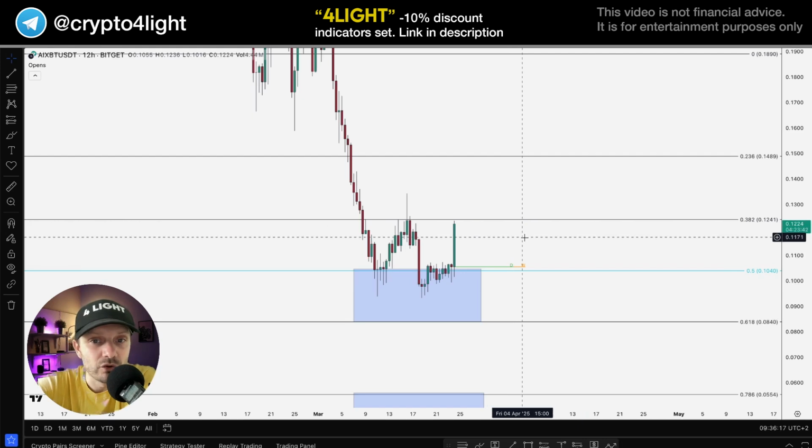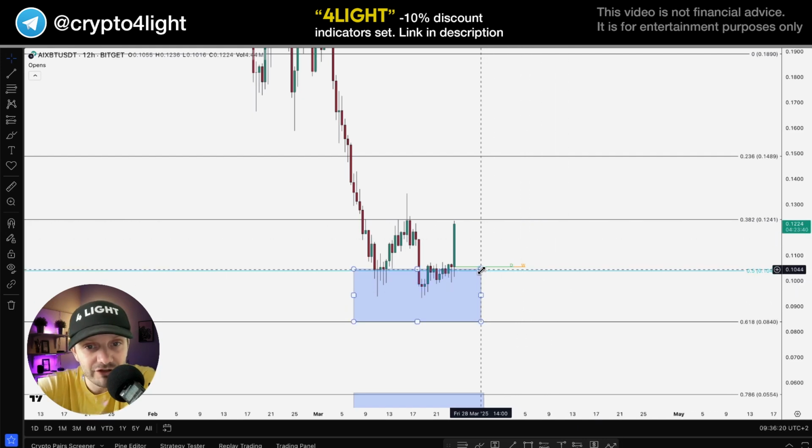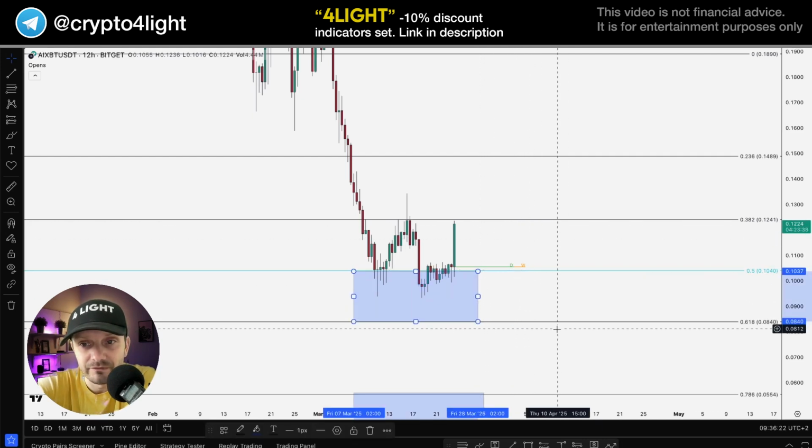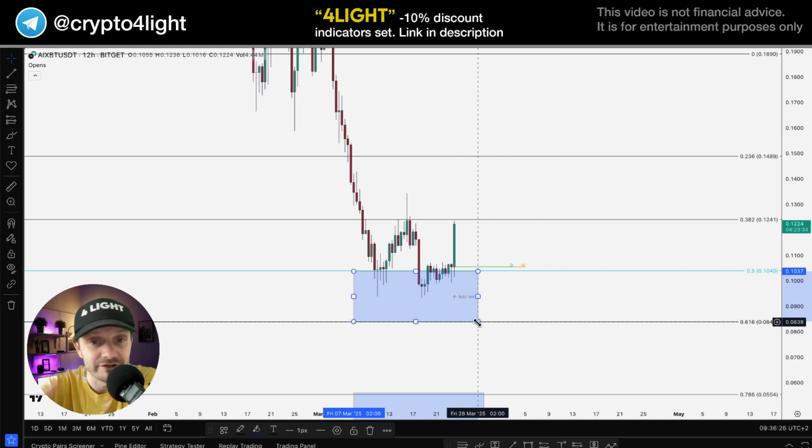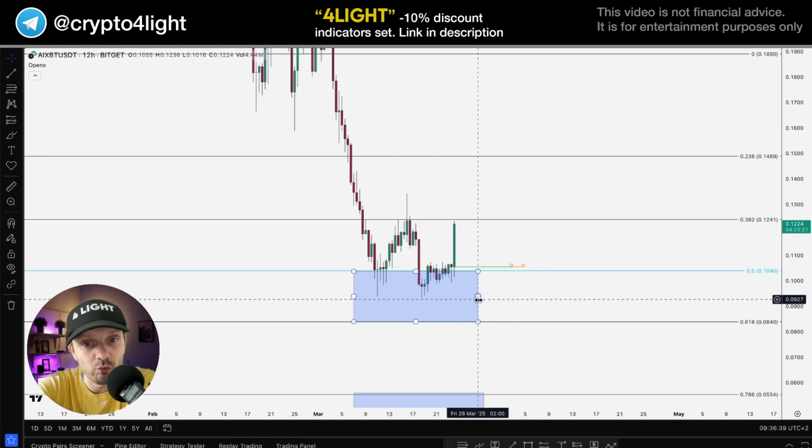Accumulate now or not, it's only up to you, because the zone of accumulation, the zone of interest for this token, is here. It's 10 cents 40, 8 cents 40. Of course you can, if you've got a strategy and reasons why 12 cents 24 is a good argument to accumulate this token. My logical argument was here.